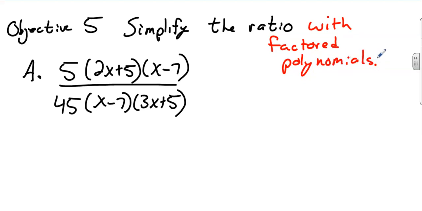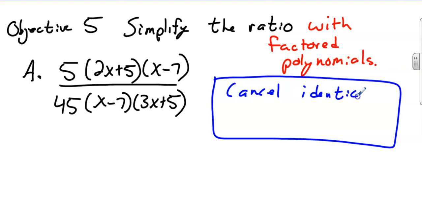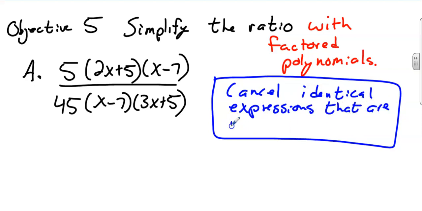Okay, so objective 5, they tell you to simplify the ratio, but then they tell you it's already got factored polynomials. And really on this one, if it's all factored, it's really straightforward. Anything that's exactly the same, cancel it out. And all you're going to do is just basically go back in and cancel out anything that's common, identical expressions that are in the numerator and the denominator.